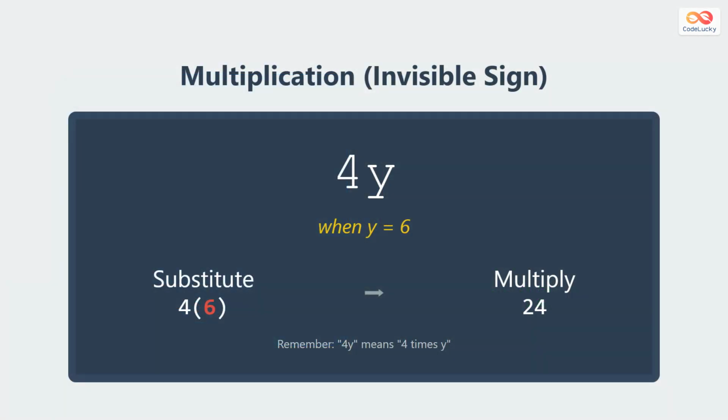Sometimes the operation is invisible. Look at 4y. When a number is right next to a letter, it means multiplication. So if y equals 6, we substitute 6 for y. This becomes 4 times 6. The answer is 24.